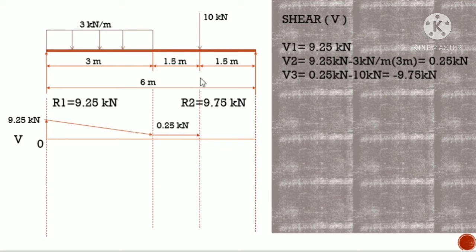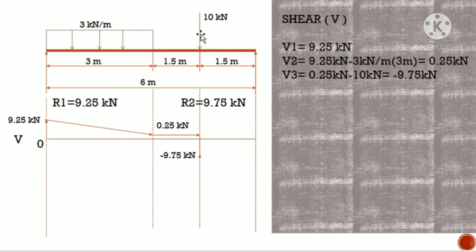So next to that is the next load, 10 kilonewton, going down, negative. Okay? So negative 10 kilonewton. So ang result is negative 9.75, going down. Since negative siya, this is below 0, kasi above 0 is positive, below 0 is negative. Okay? So dyan po ang kaniyang location. Negative 9.75.